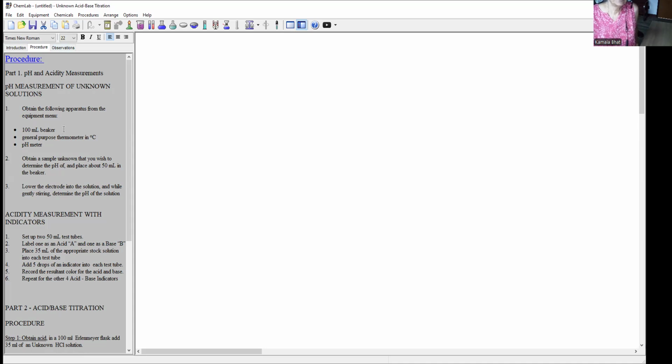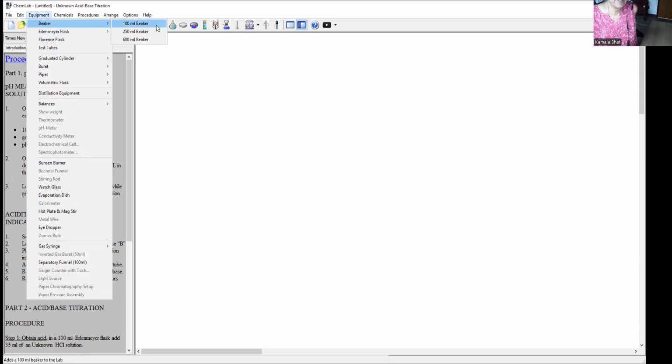So it says that you get a 100 ml beaker, a general purpose thermometer, and a pH meter. Obtain an unknown sample that you wish to determine the pH of, and place about 50 ml of that in the beaker. Lower the electrode into the solution and, gently stirring, determine the pH of the solution. So there are two parts to it. First, get the equipment, and second, perform the experiment. So let's go and do the first part.